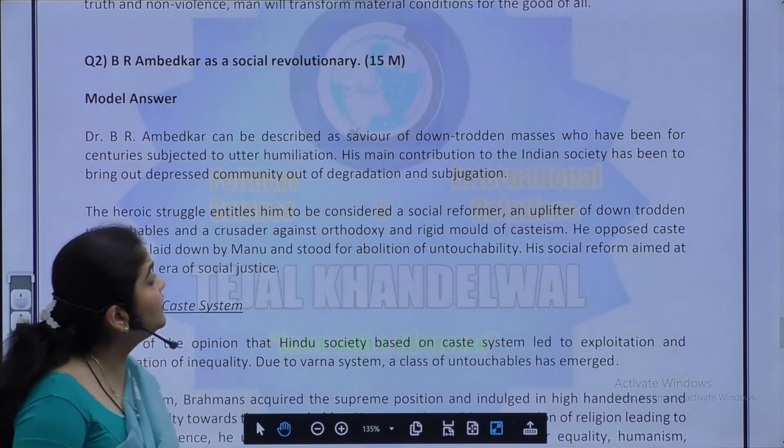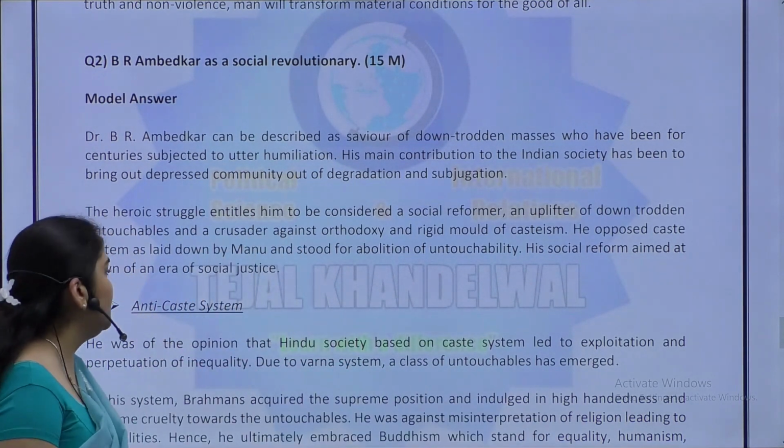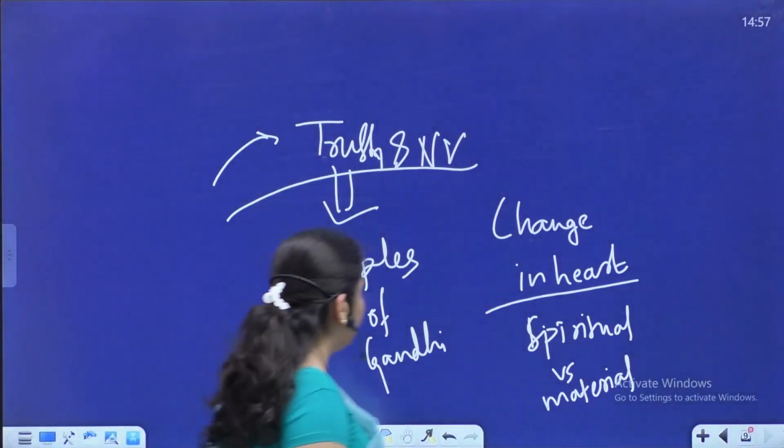Next question is Dr. B.R. Ambedkar as a social revolutionary. B.R. Ambedkar.